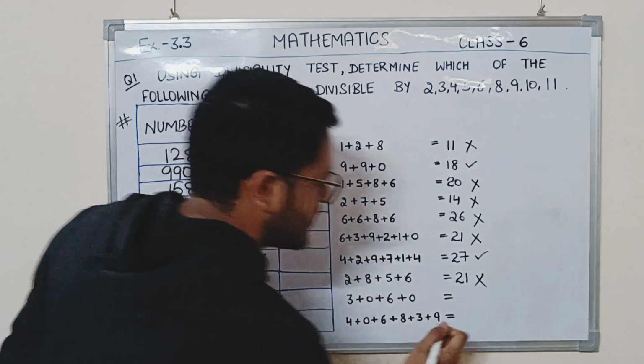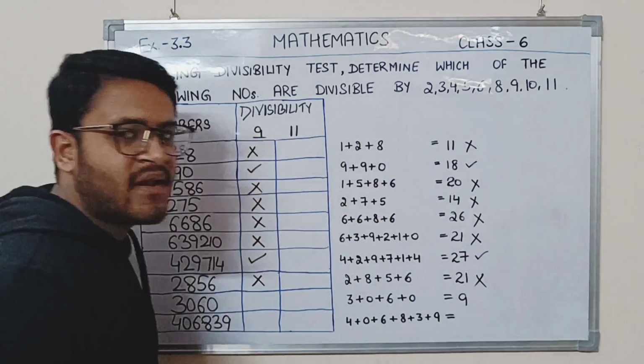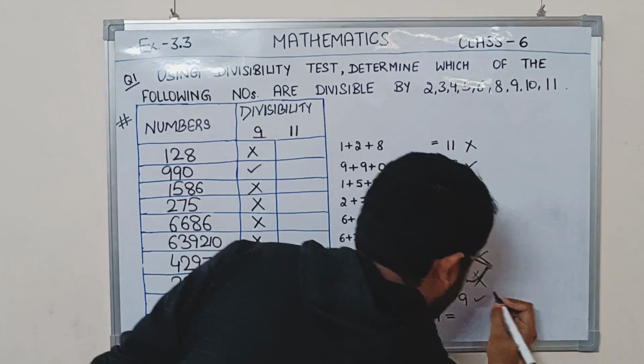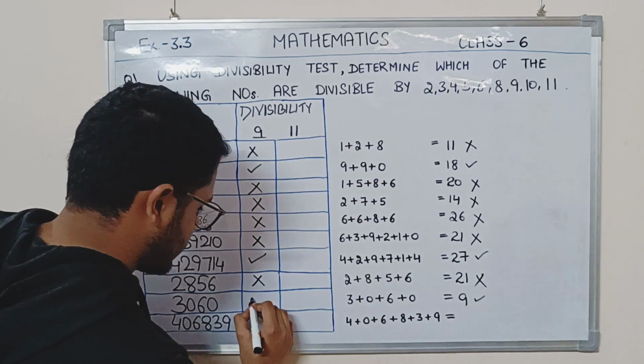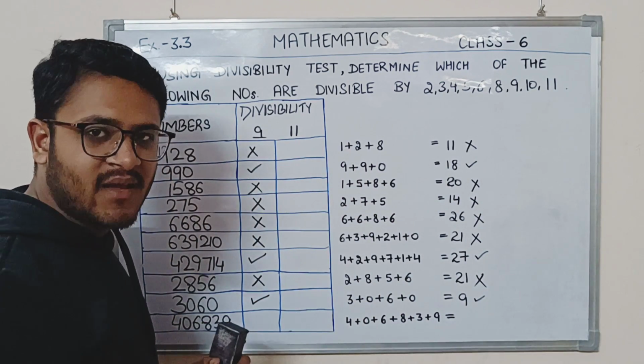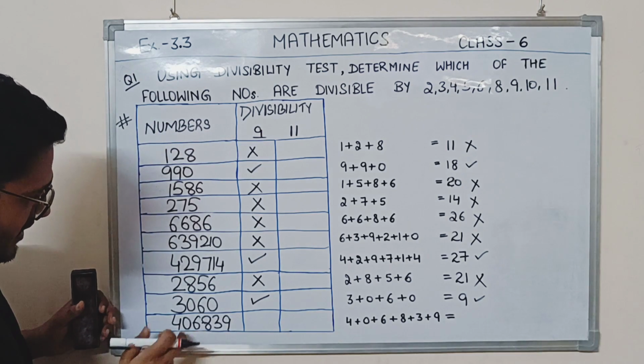So, what will it be? 9. Is 9 divisible by 9? Of course. So, if this is divisible by 9, then this whole number is also divisible by 9. Right? Now, coming to the last one.